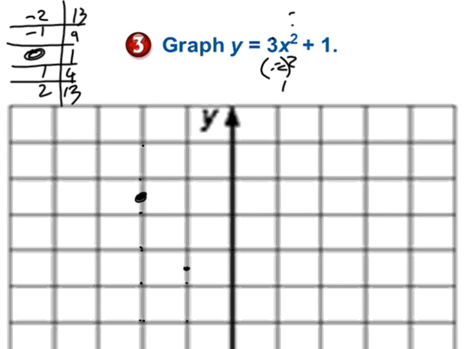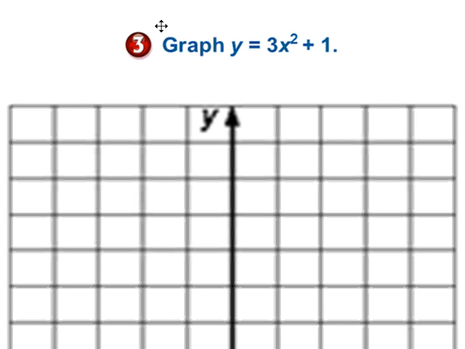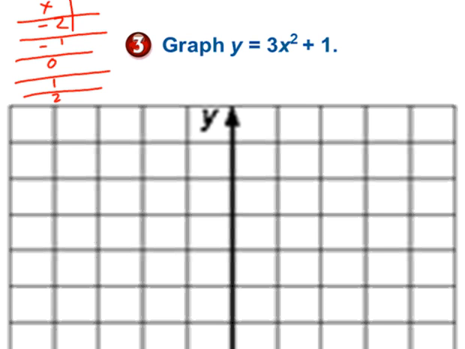If I look at this graph, we're going to graph 3x squared plus 1. Again, I'm going to pick some values of x and calculate values of y. So I'm going to look at negative 2, negative 1, 0, 1, and 2 as values of x. And I'm going to calculate values of y, and then I'll graph those.